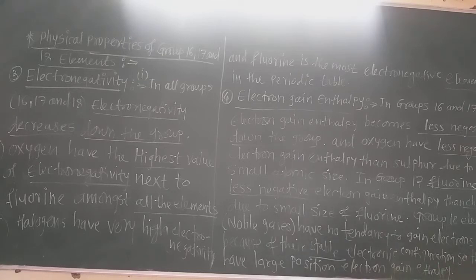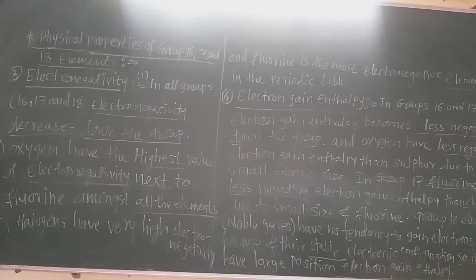That means in the period, electronegativity increases from left to right as the atomic number increases up to the 17th family. And there is no question of the 18 group elements because their outermost electronic configuration is already completed. They have zero attraction towards the electron, and therefore group 18 elements do not have any value of electronegativity. Remember that. So in all groups, that is 16, 17, 18, electronegativity decreases down the group.